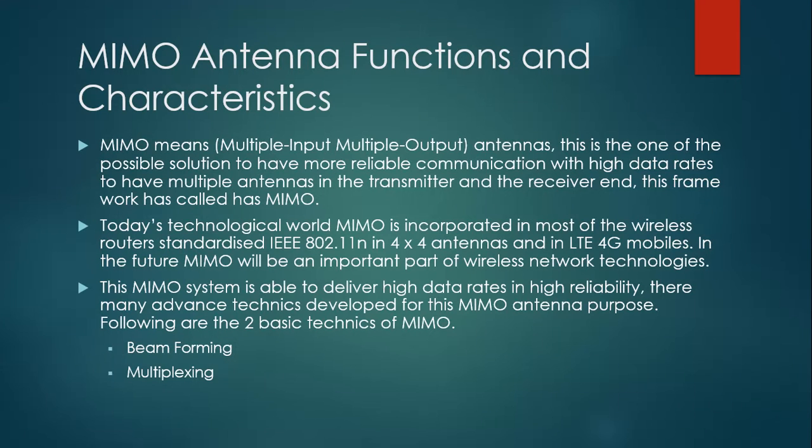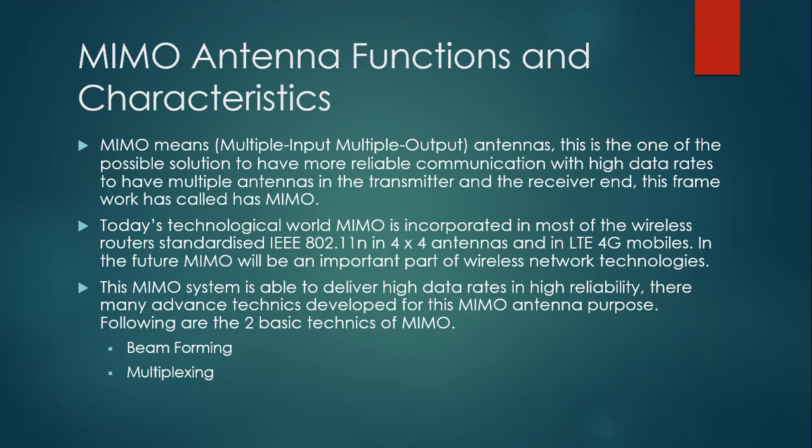And then we'll move on to MIMO antenna functions and characteristics. MIMO antenna means multiple input and multiple output. It is called MIMO antennas. This is one of the possible solutions to have more reliable communication with high data rates, by having multiple antennas at the transmitter and at the receiver end. This framework is called MIMO.